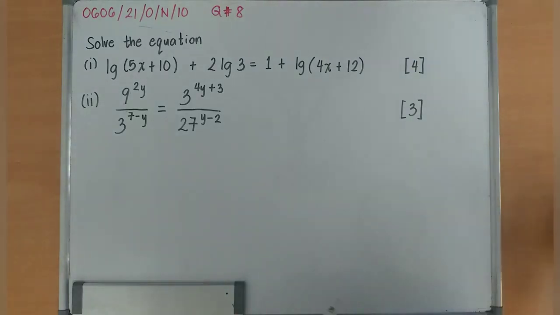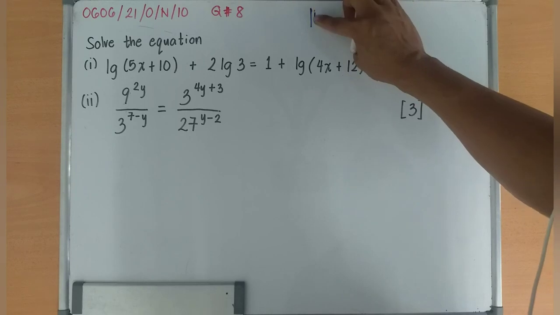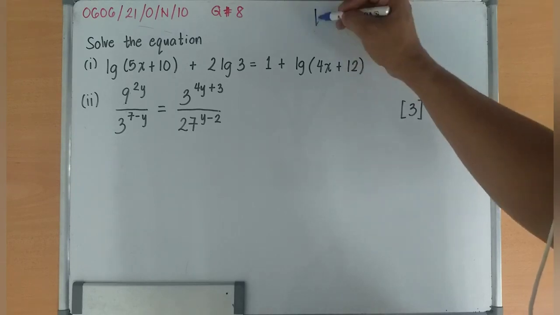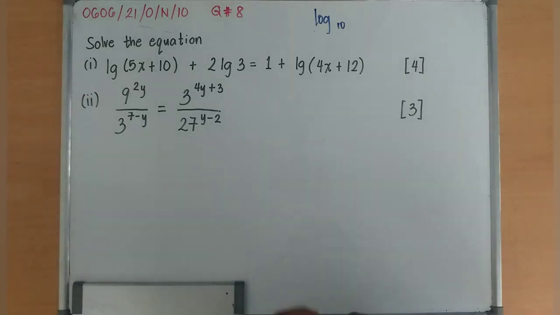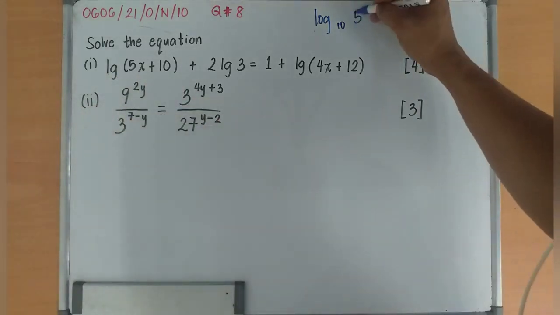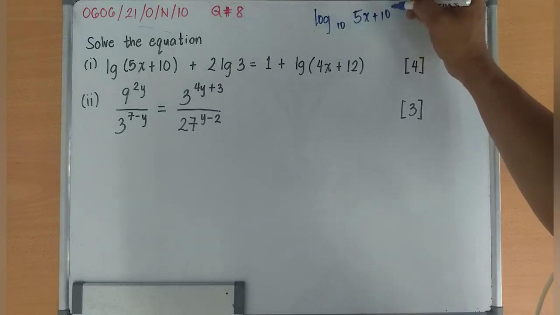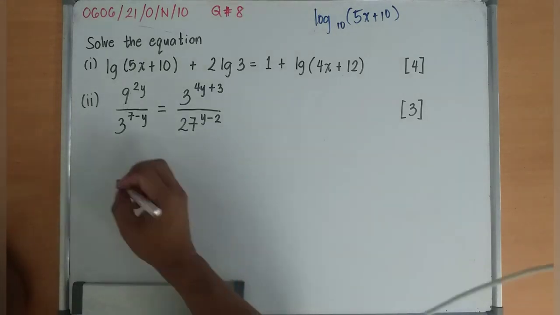logarithm in the base 10. So LG 5x plus 10 means logarithm of 5x plus 10 in the base 10. There. So let's try to solve number 1.